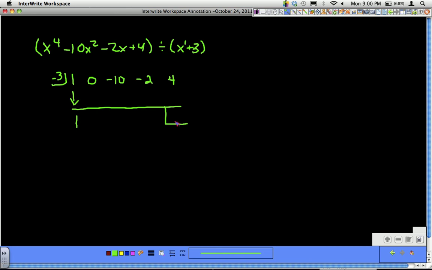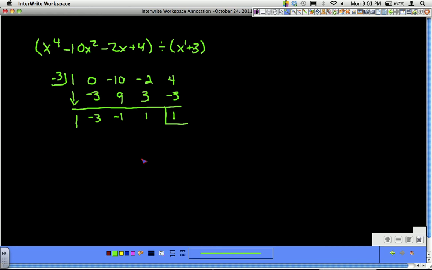So this is the same as doing long division with this underneath and this out front, but it's a lot cleaner to work with. So let's follow our steps. Multiply front times bottom, add these up. Front times bottom, add these up. Front times bottom, add these up. Front times bottom, add these up.